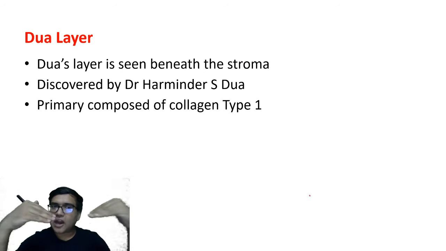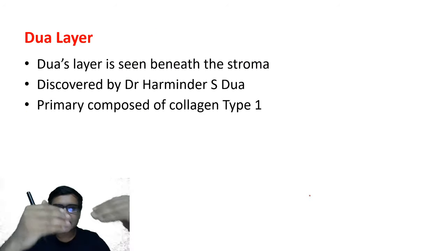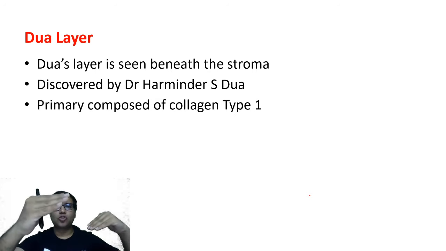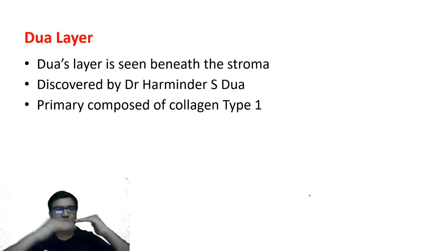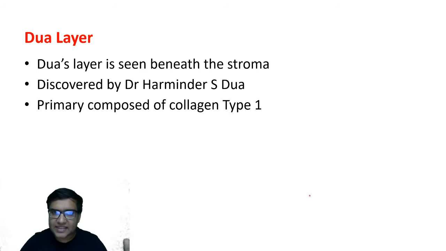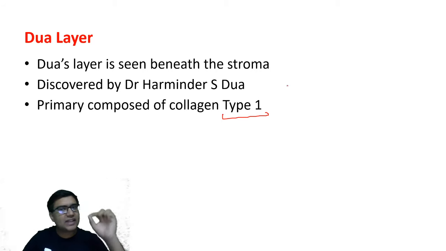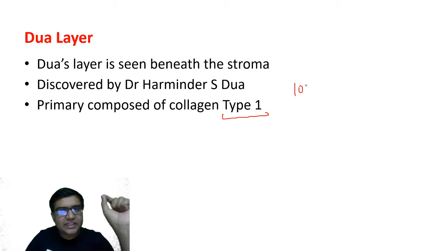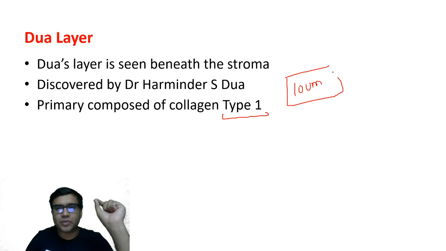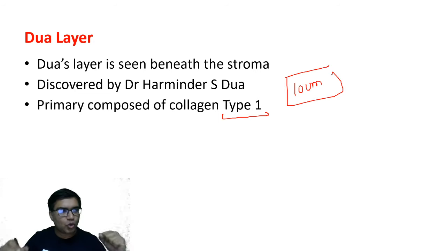Okay, now there is a new layer which is described beneath the stroma, that means under the stroma above the Descemet membrane. It is said to be a very tough layer and mostly consists of collagen type 1. The thickness is very thin, around 10 micrometer. This layer is called Dua's layer.